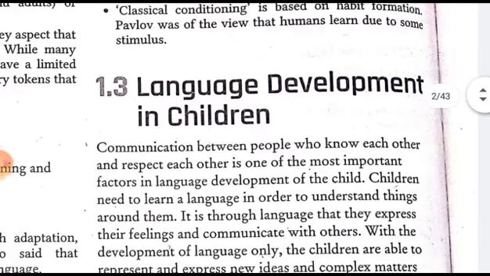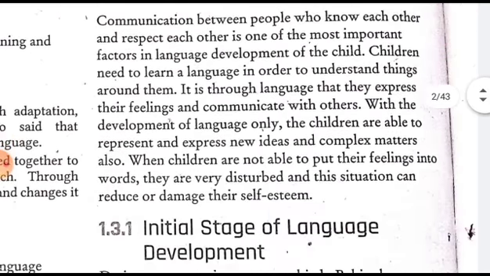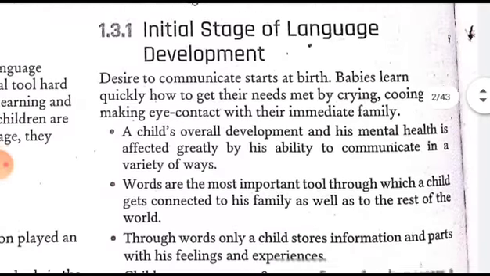Now, language development in children. Communication between people who know each other and respect each other is one of the most important factors in language development of the child. Children need to learn a language in order to understand things around them. It is through language that they express their feelings and communicate with each other. With the development of language only, the children are able to represent and express new ideas and complex matters also. When children are not able to put their feelings into words, they are very disturbed, and this situation can reduce or damage their self-esteem.